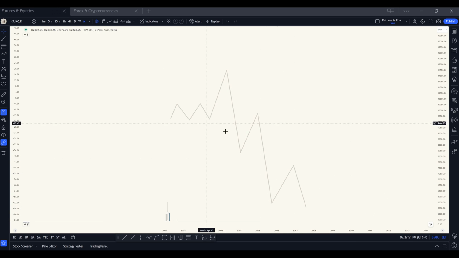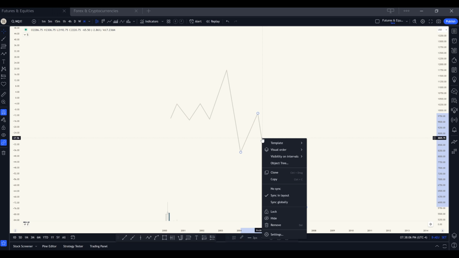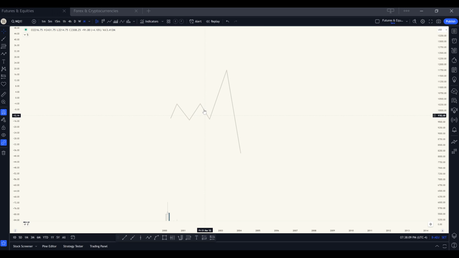Now, does that look like any broadening formation? No, that looks like power of 3 or even MMXM, right? Because power of 3 is at the beginning of MMXM, right? So what's at the beginning of power of 3? It is the consolidation and bam, and bam. It is the consolidation and the Judas swing, right? That marks the beginning of exponential expansion, right?